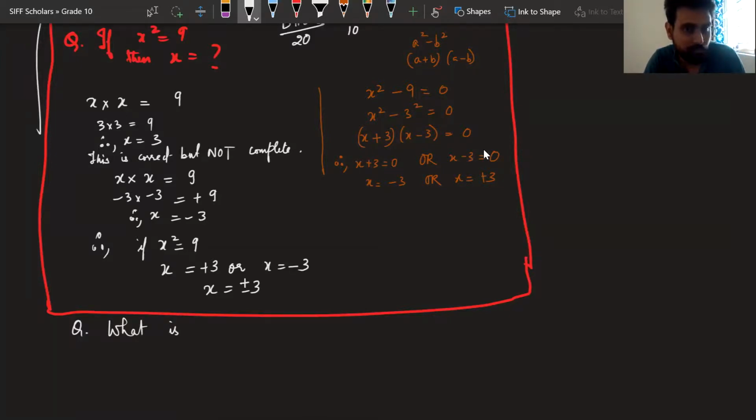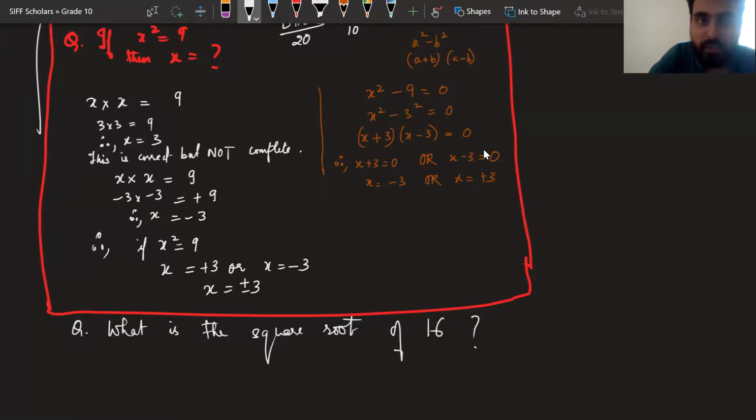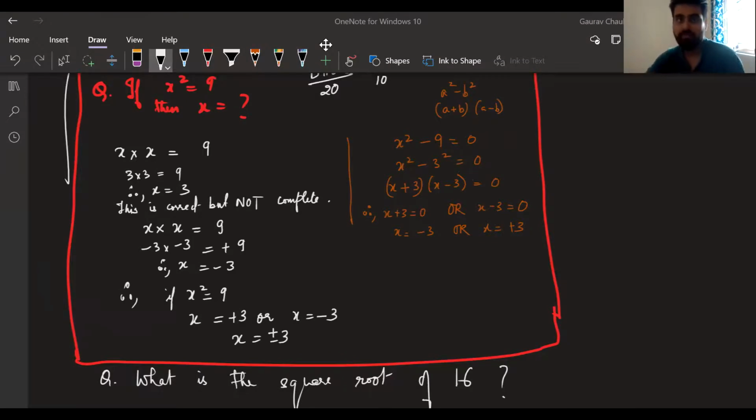what is the square root of 16? What will you answer? What is the square root of 16? What will you answer? Can someone raise their hands and tell me? What will your answer be? My question is little incorrect because I'm asking is, but I want to see if you can answer. What is the square root of 16? Raise your hands. Guys, it's a very simple question. You have seen this here. Go ahead, Deepak.